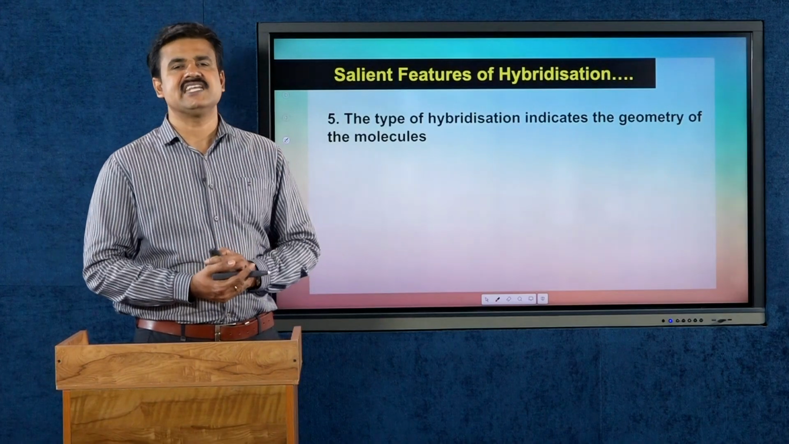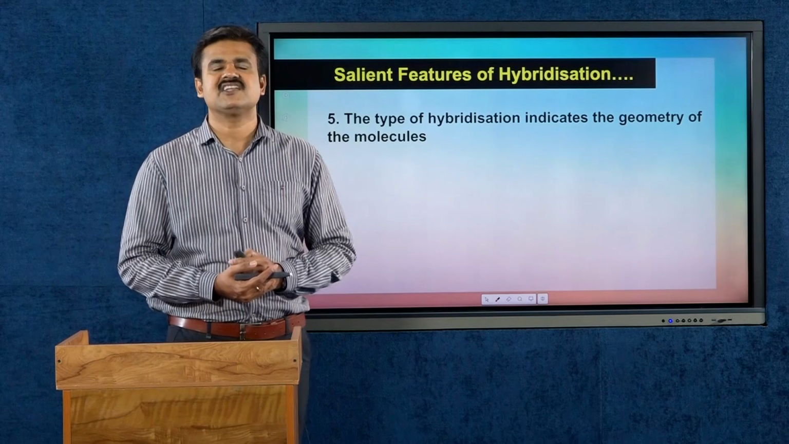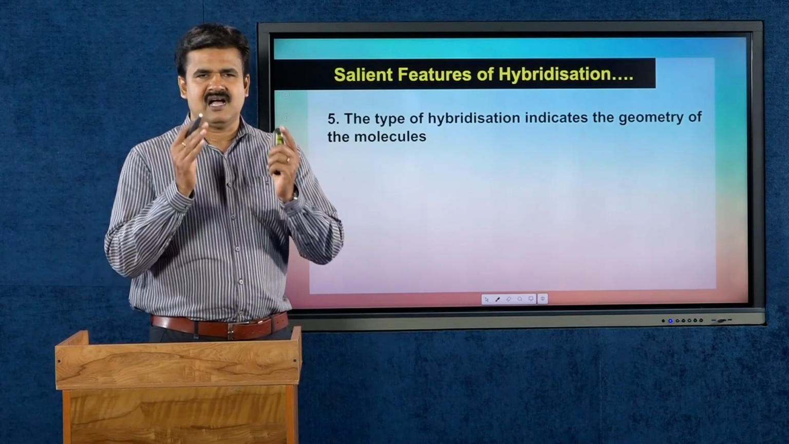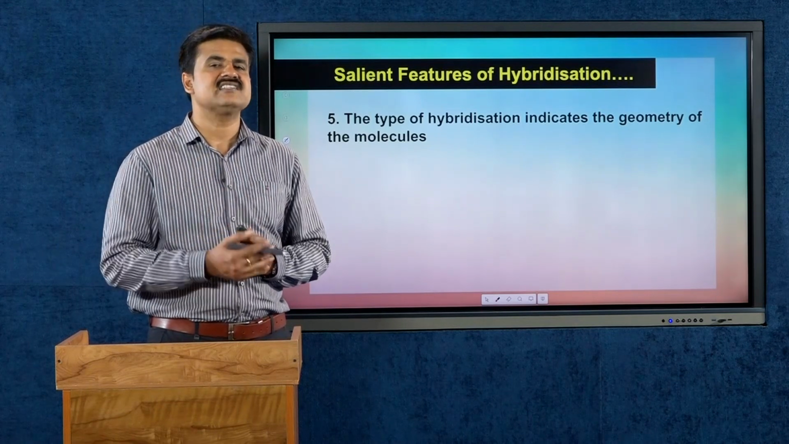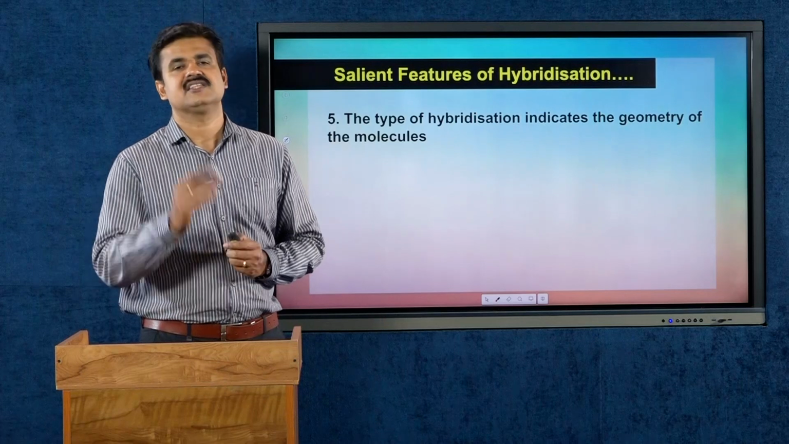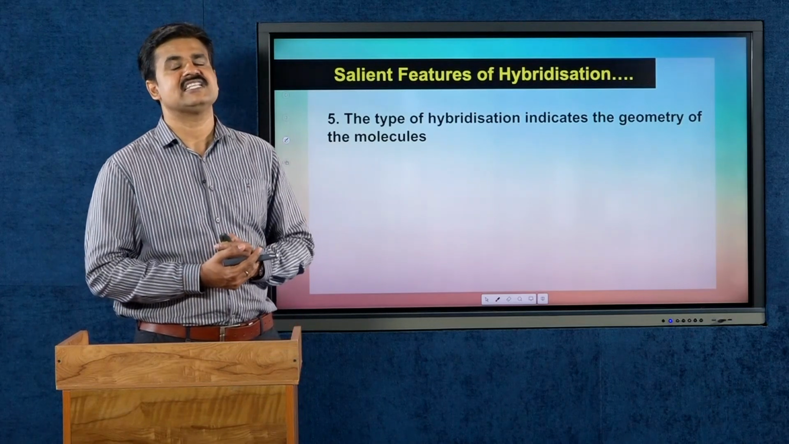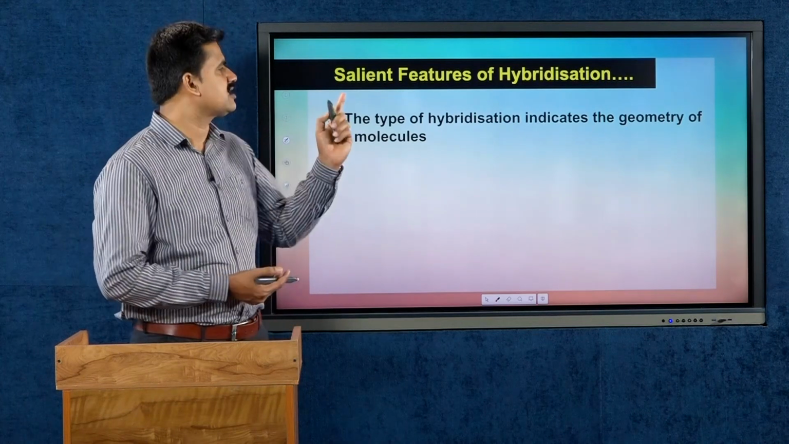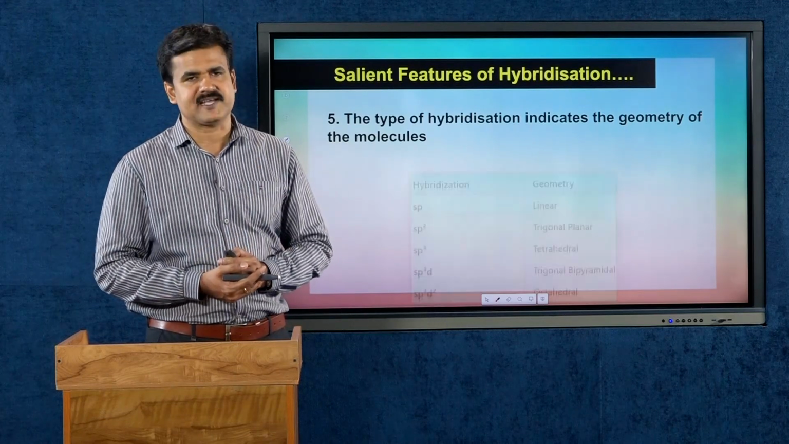The fifth salient feature of hybridization is that the type of hybridization indicates the geometry of the molecule. That is, I already mentioned the fact that hybrid orbitals are arranged in space in such a way that there occurs minimum repulsion between the electron pairs present in the hybrid orbitals. This leads to the suggestion that the type of hybridization indicates the geometry of the molecules obtained.